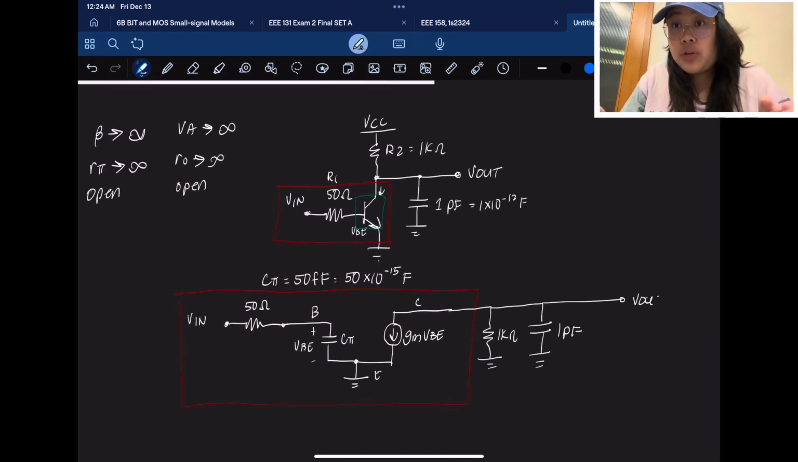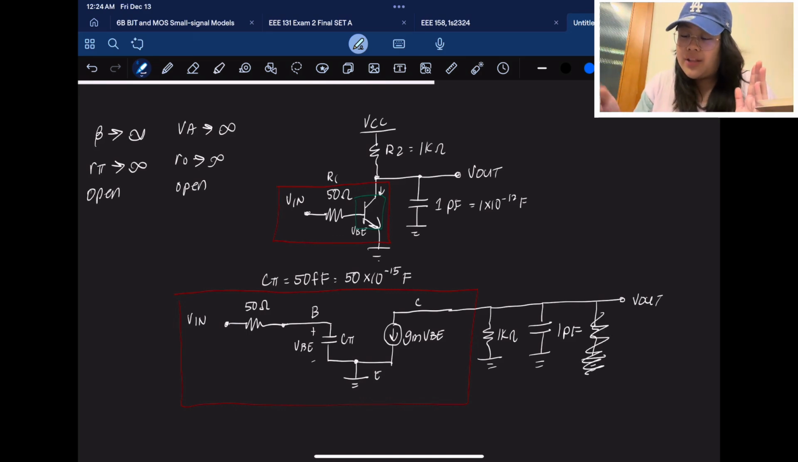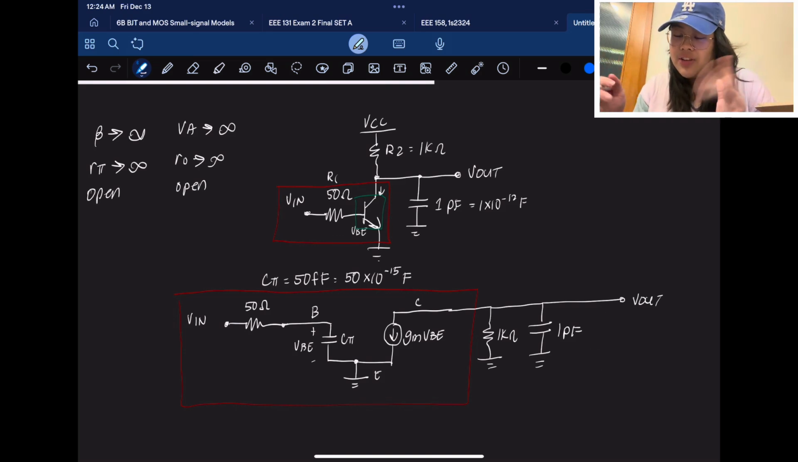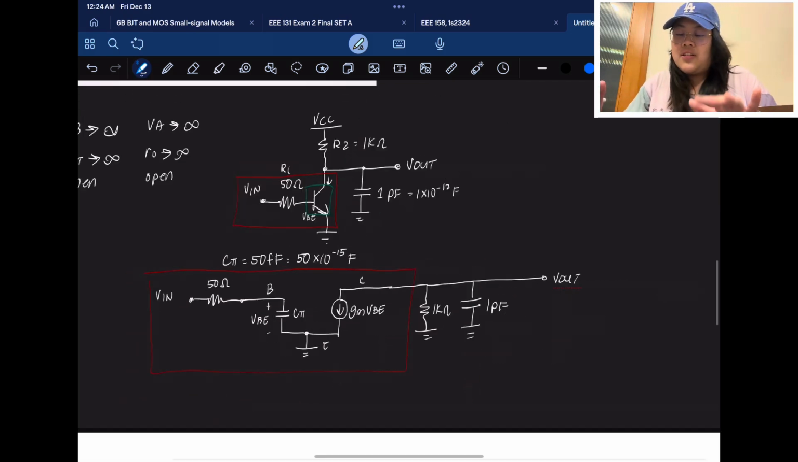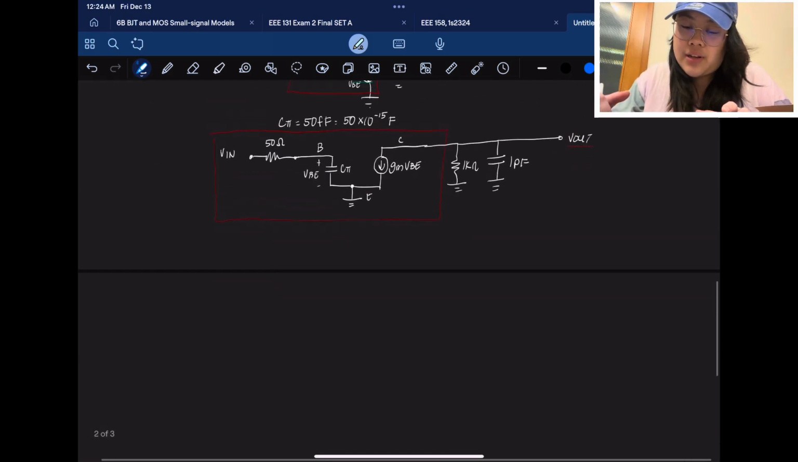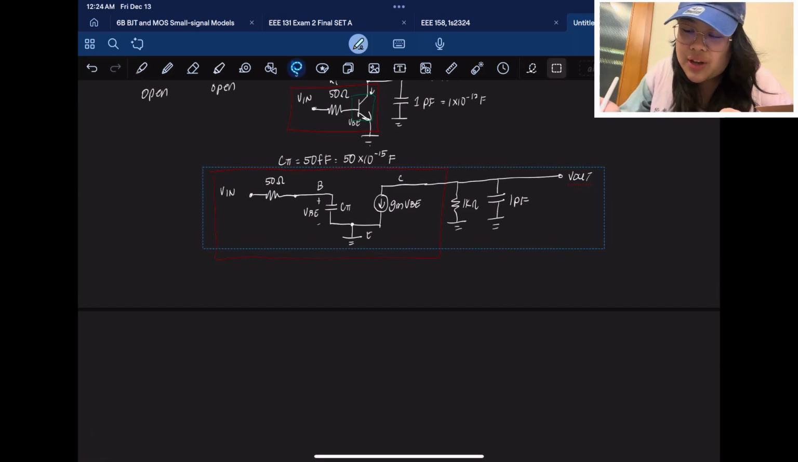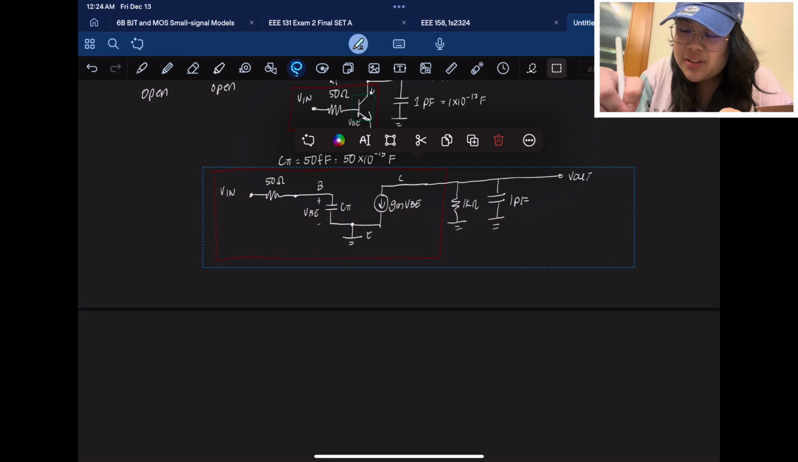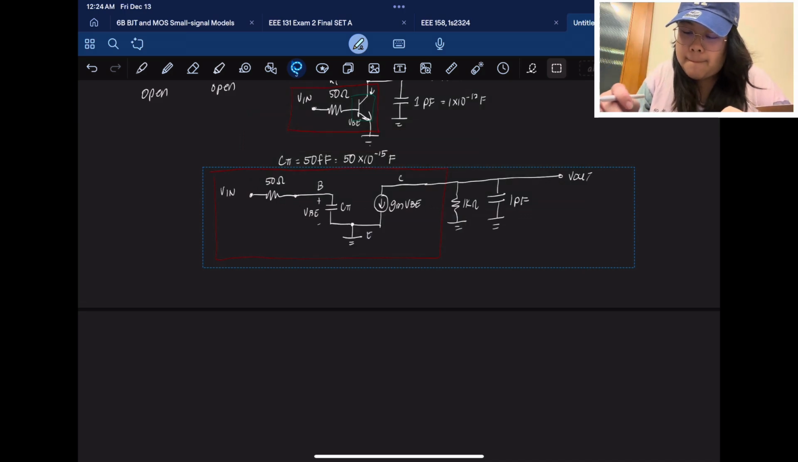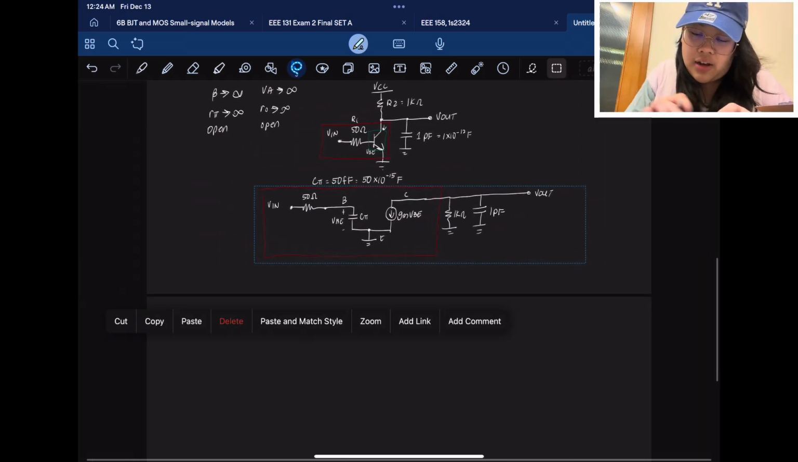V out. Now usually we have R out here, but since again VA is infinity, we neglect R out, or it's open. So it disappears. Okay, that's the rest of the BJT. Let me just copy, because I'm going to proceed to the next.